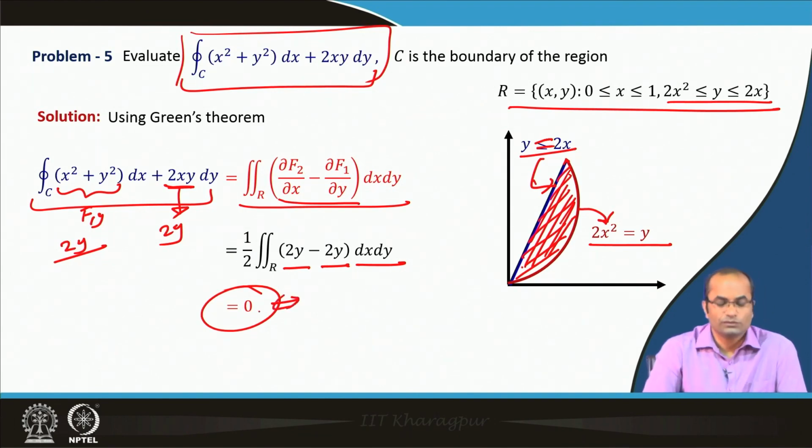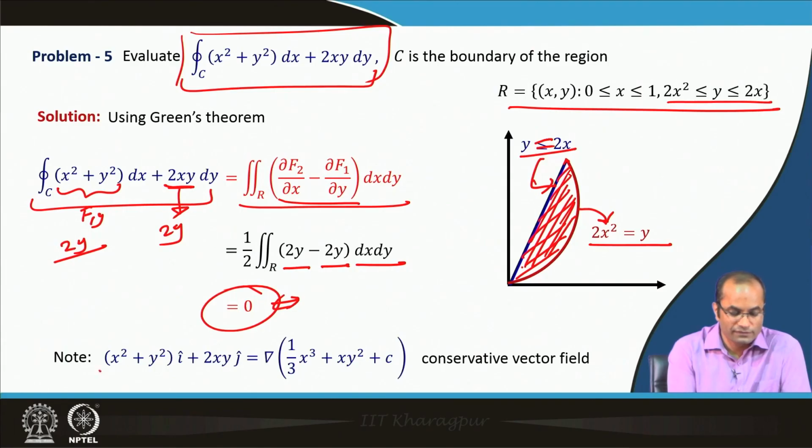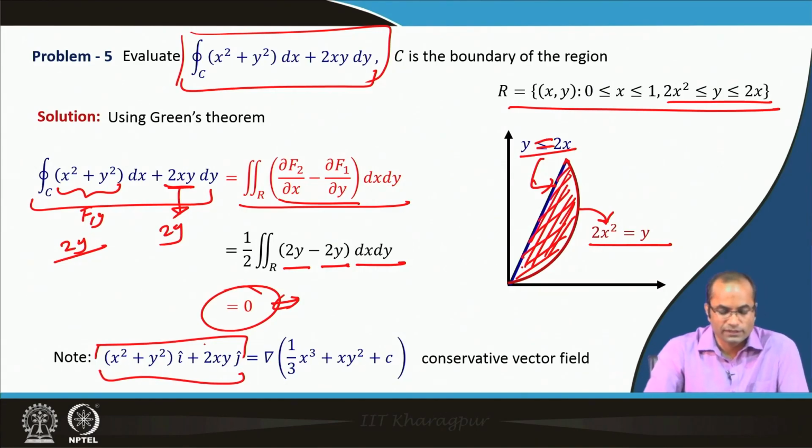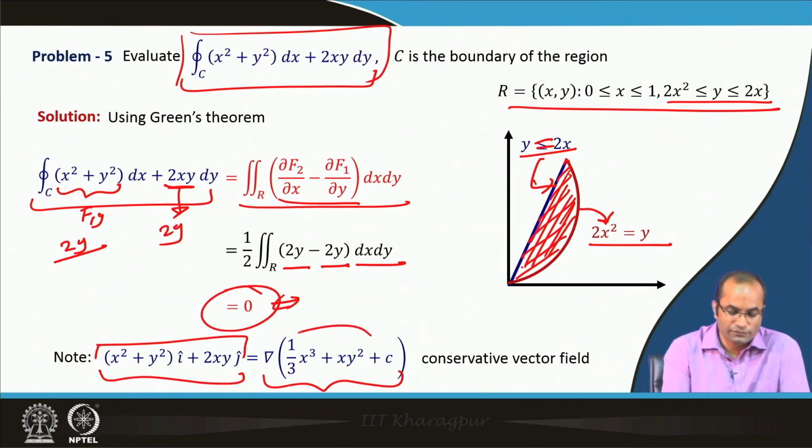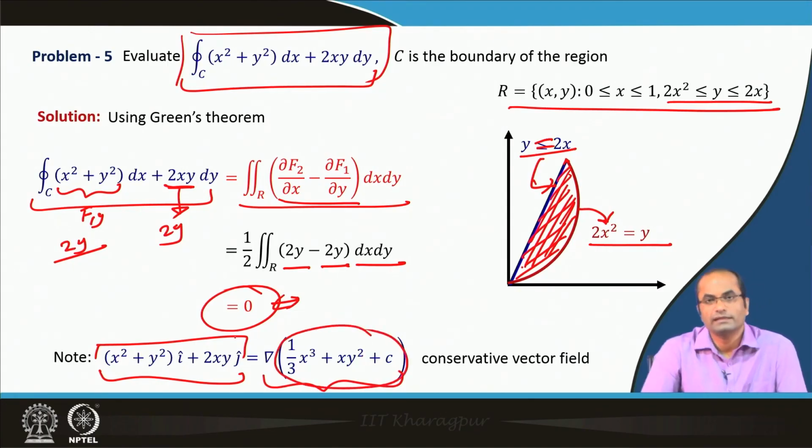But one thing just to recall, that this vector field here, (x² + y²) i and 2x j, can be written as the gradient of this scalar function, and that means, which we have already studied, this is a conservative vector field.